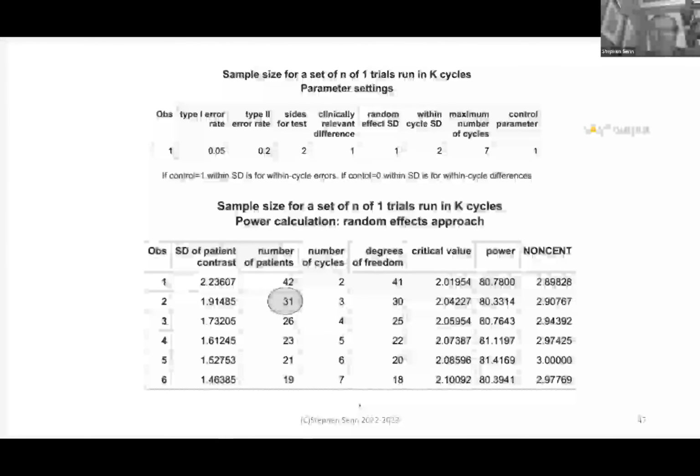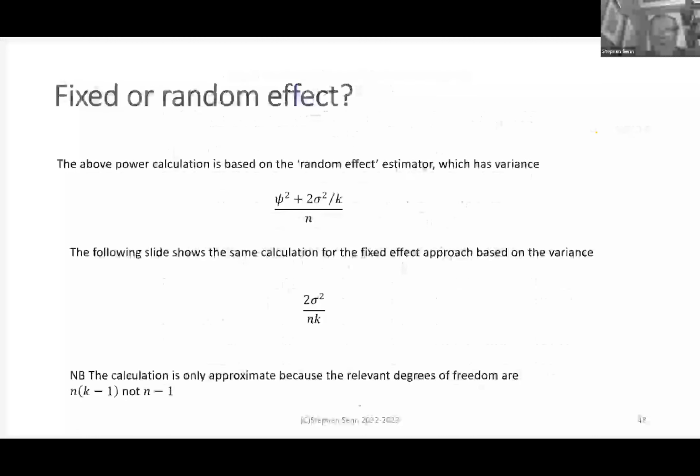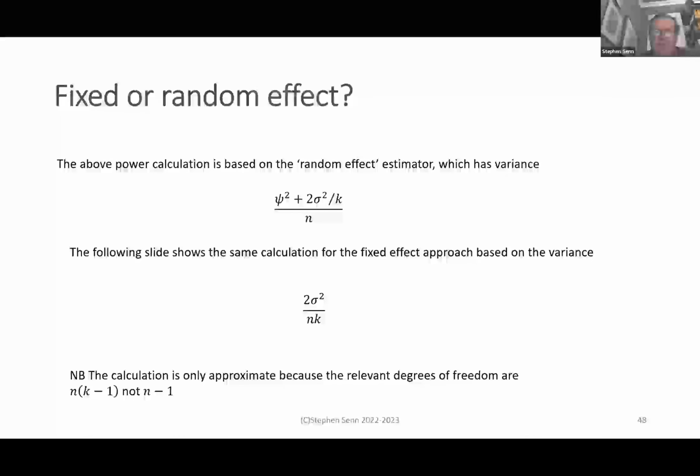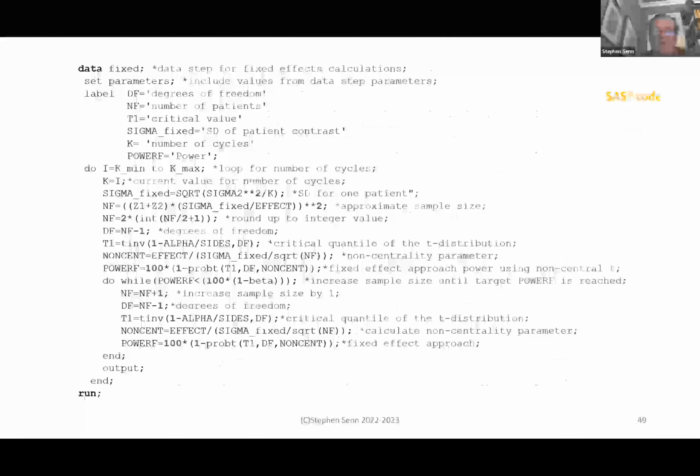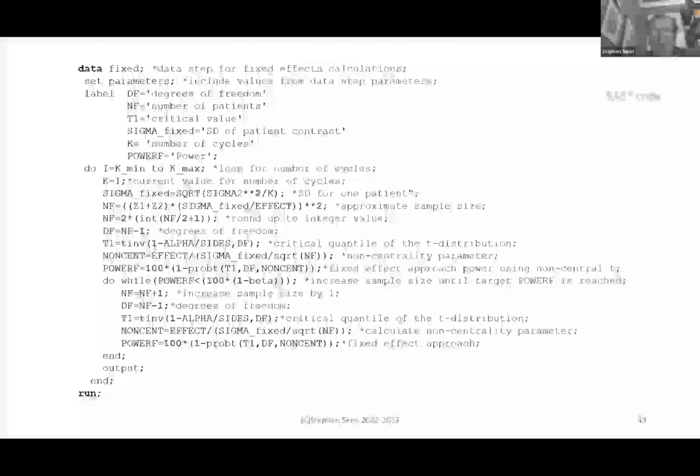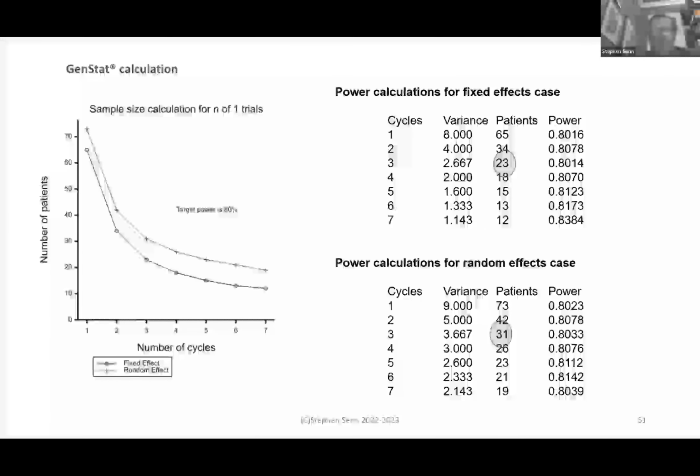And some results. I think what I'm doing there is I'm using the sort of random effect approach. This is using the fixed effect approach, which actually turns out bafflingly to be rather more complicated for reasons I won't explain. And this is a particular diagram using the same sort of thing in GenStat. And here I'm looking at a sample size calculation for N-of-1 trials.